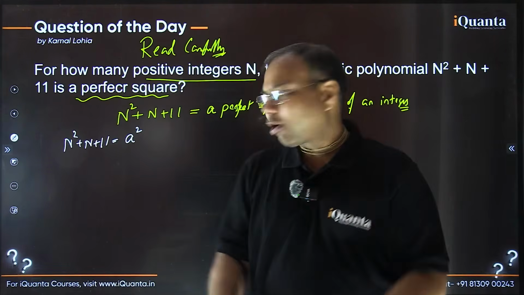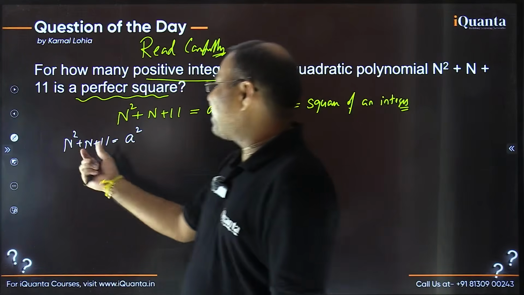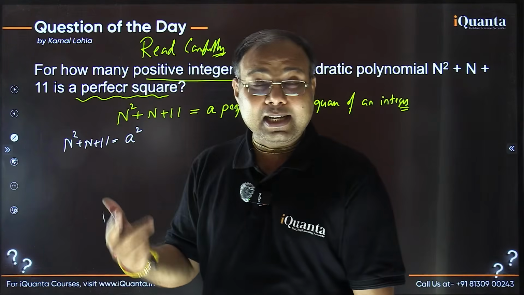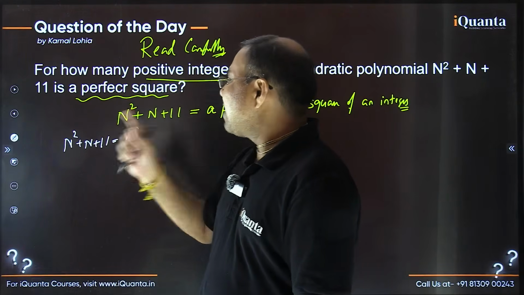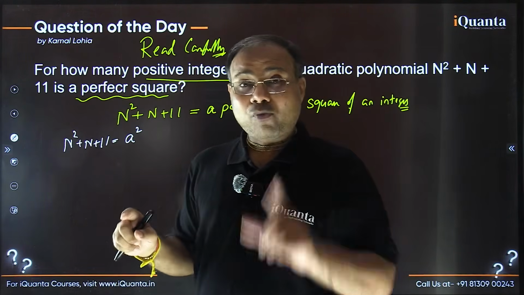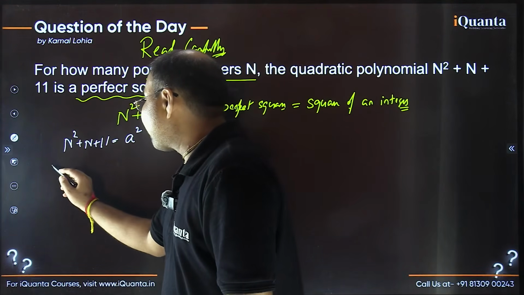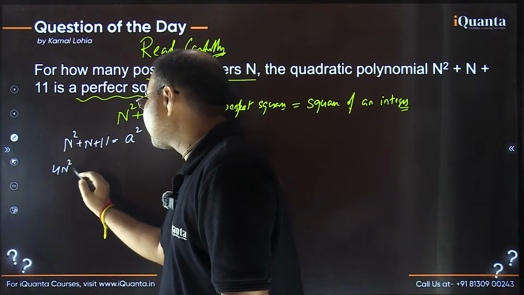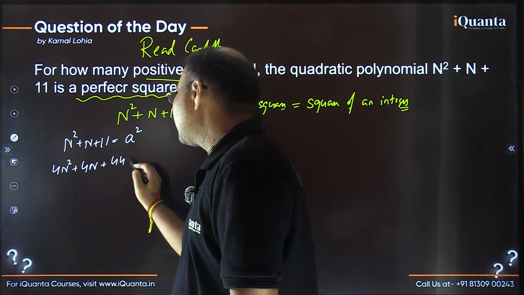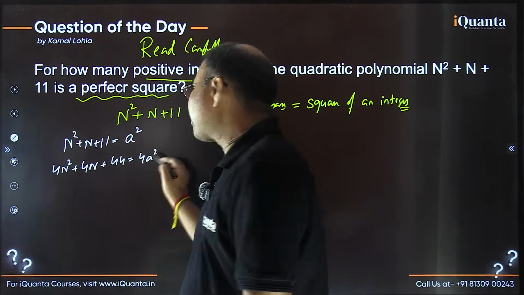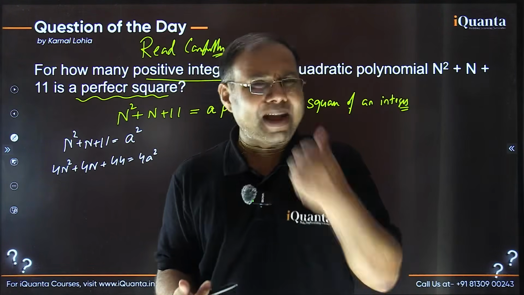So how can we solve it, sir? What we can do is complete the square. I want to make it a perfect square. Right now it doesn't look like a perfect square. If I multiply throughout by 4, let's listen carefully, I'm multiplying throughout by 4. That will become 4n square plus 4n plus 44 equals 4a square. Any problem? Not at all, it's perfectly fine. But what is the benefit? Let's see now.